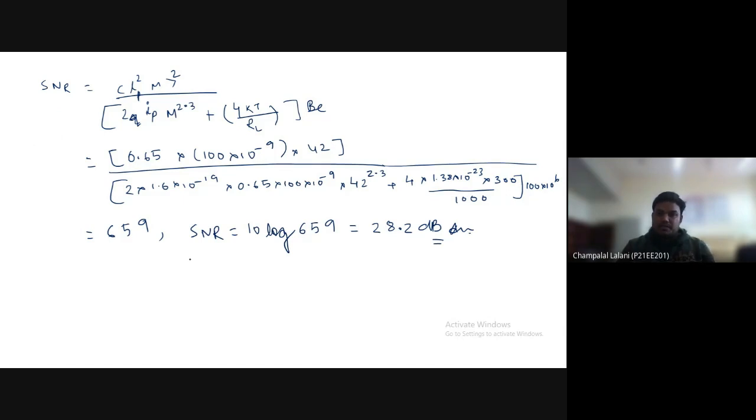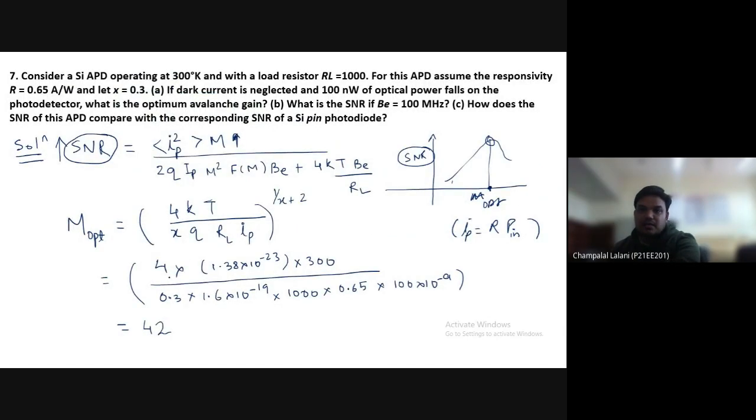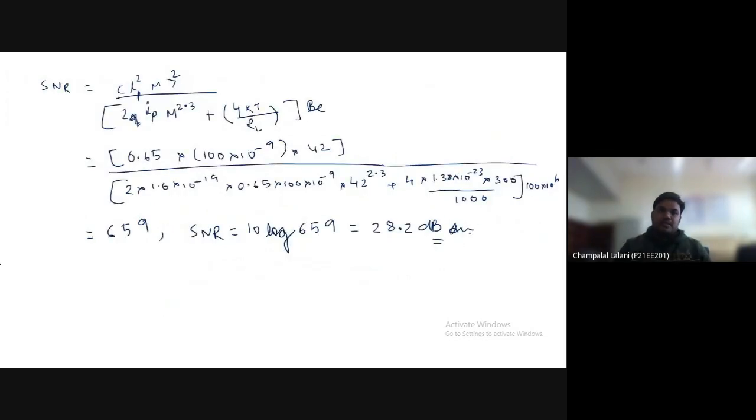Now, in the last part, we need to calculate the SNR of the PIN photodiode. If it is a PIN photodiode, we need to calculate the SNR and compare with the SNR of the APD. So can anyone tell me how to find the SNR for the PIN? So if this is SNR for the APD, how to find the SNR for PIN?